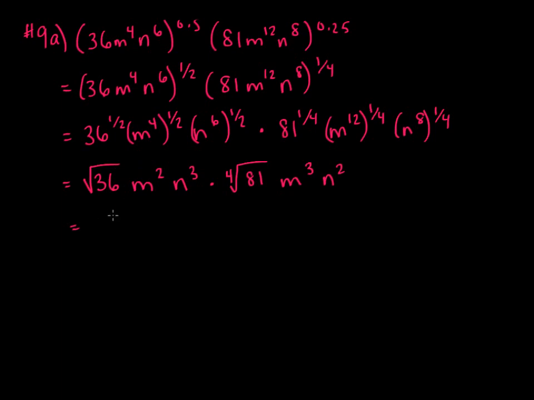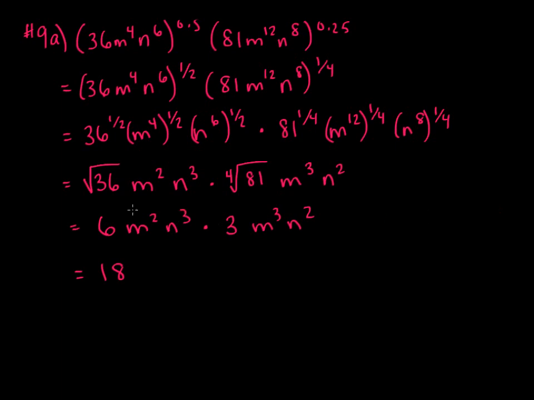So we can take the square root of 36. We know that's 6. And the 4th root of 81, we know is 3. Okay. 6 times 3 is 18.